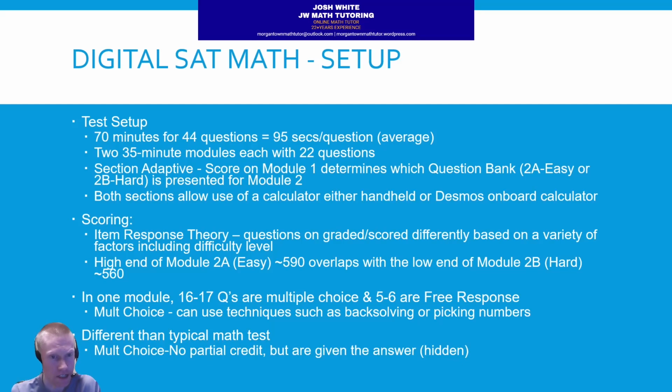Now, the digital SAT is section adaptive, and what that means is the performance or your score on module 1 will determine which bank of questions you get for the second module. Basically, there are two options: either an easy module, which I call 2A, or a hard module, which I refer to as 2B. So if you do well on the first module, then you get the hard module. If you do, you could say, not well or poorly on the first module, then you get the easier of the two second modules.